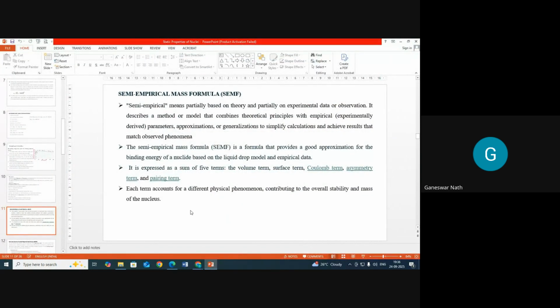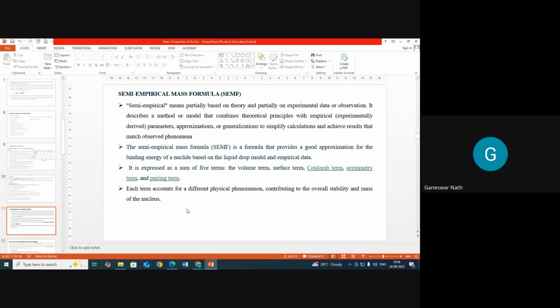So now, this is the semi-empirical mass formula. It will be important because in many cases you have to derive the semi-empirical mass formula, and you have to read this carefully. This is actually an important question part in nuclear physics, so all of you should pay attention to this.